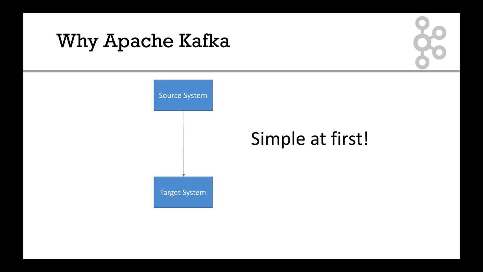Hi, so now we're going to talk about why Apache Kafka. Let's take a very simple example. At first, you have a source system and your target system. This could be your website and your database. It's very simple at first.